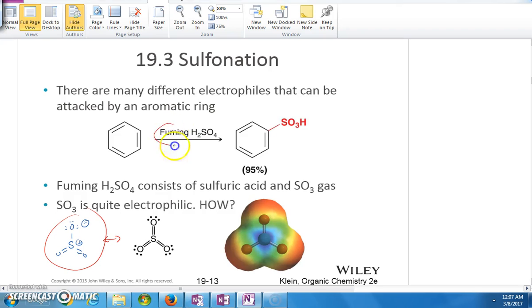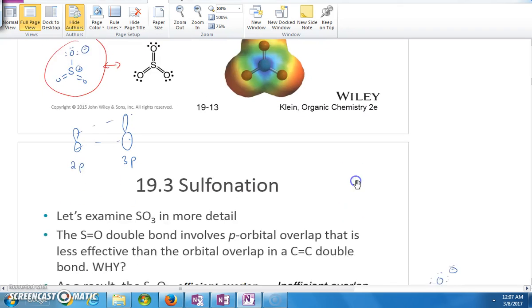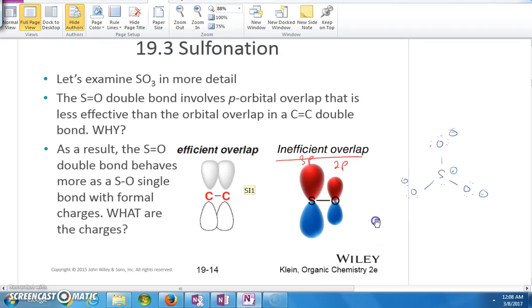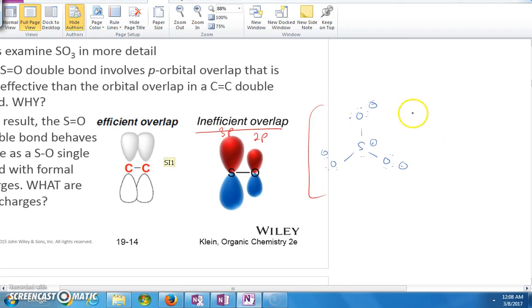You can use fuming sulfuric acid if you want to get a sulfonate, and you put a sulfonate there. This fuming sulfuric acid consists of sulfur trioxide gas and sulfuric acid. If you look at SO3 in more detail, the sulfur double bond involves a p orbital overlap that's less effective. That's because you have a 3p versus a 2p overlap, so the overlap is inefficient.